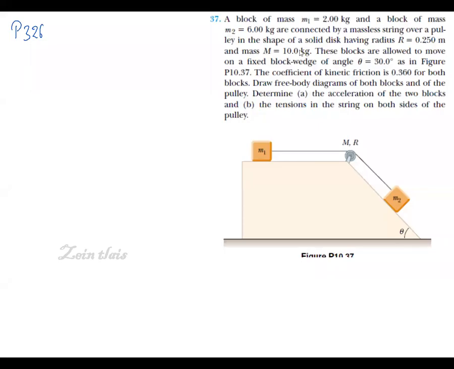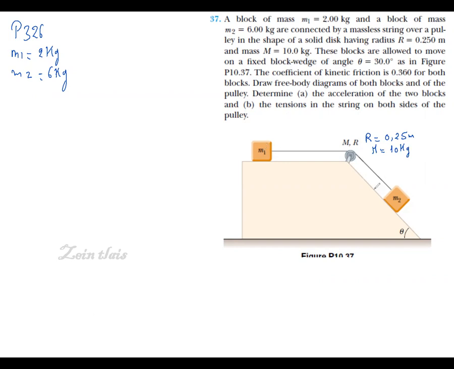Problem 37, page 326. Here we have a block M1 equals 2 kilograms, and we have M2 with 6 kilograms, connected by a massless cord through a pulley having a radius r equals 0.25 meter and mass equals 10 kilograms.